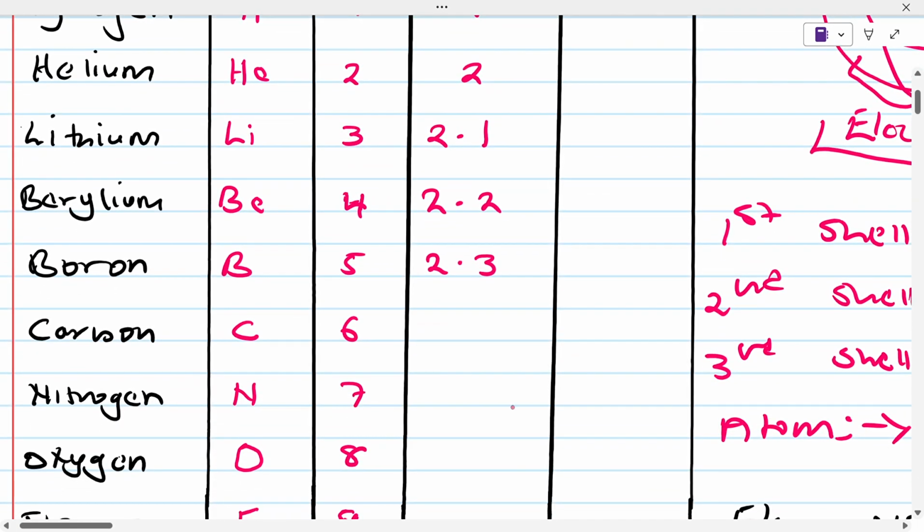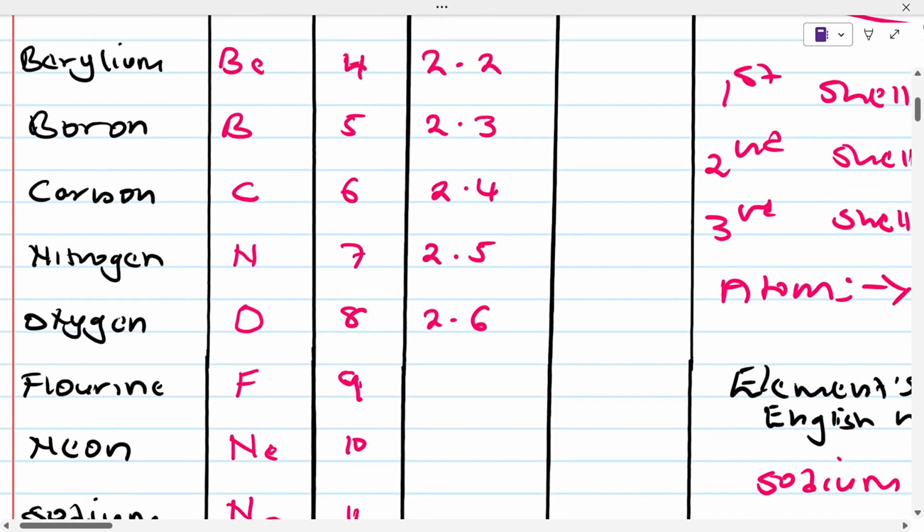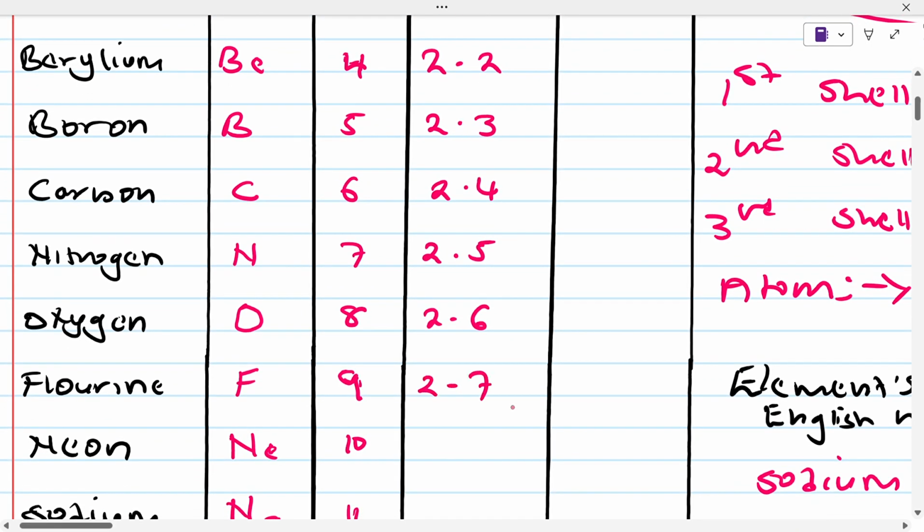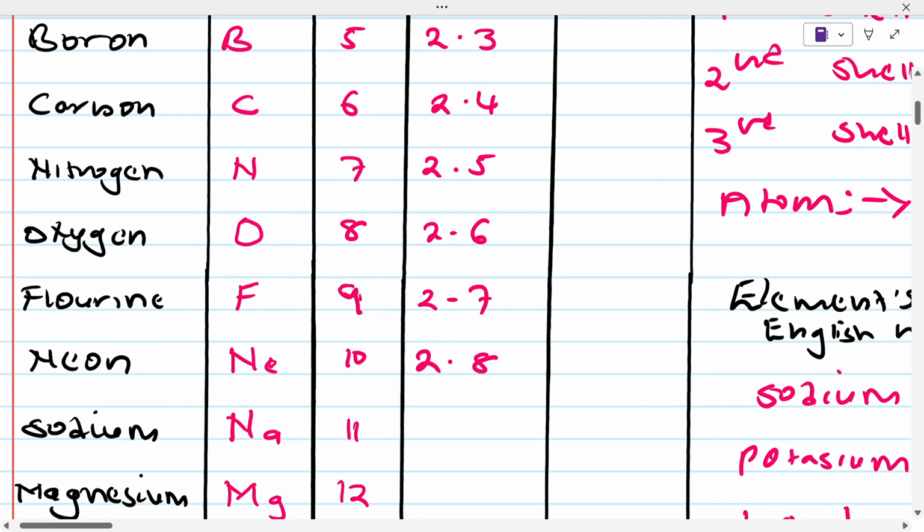Carbon, 2:4. Nitrogen, 2:5. 2:6, all the way down, 2:7. Then for neon, it is 2:8. Now, this was our first shell.